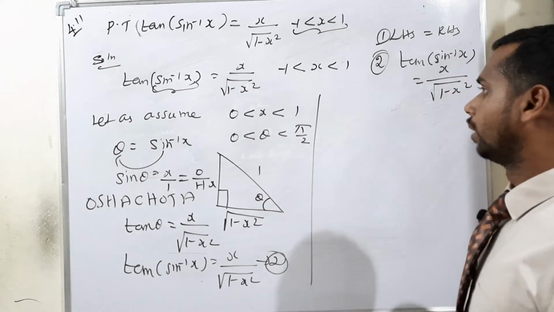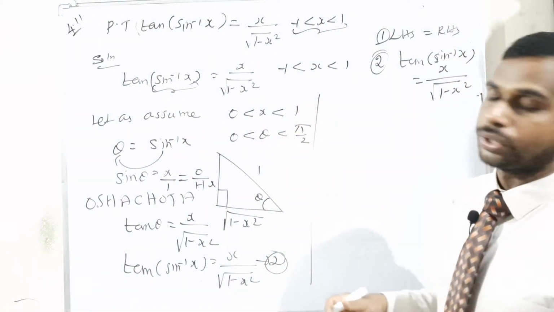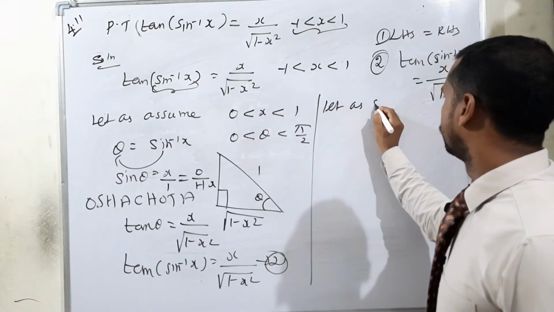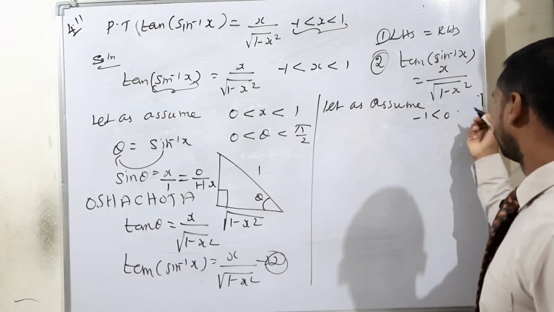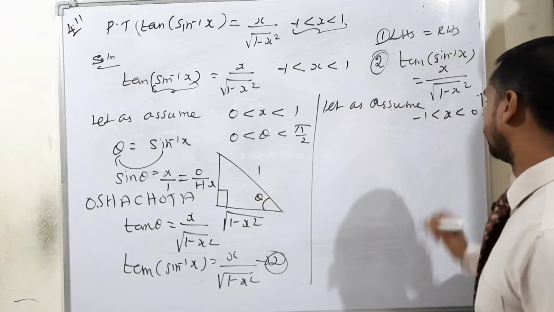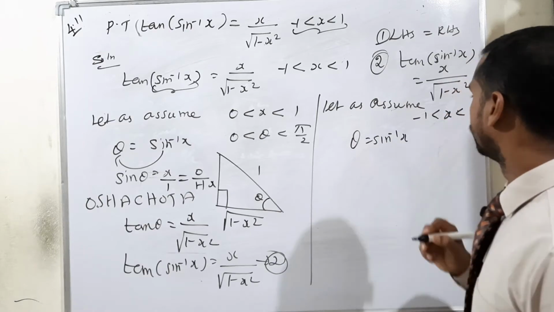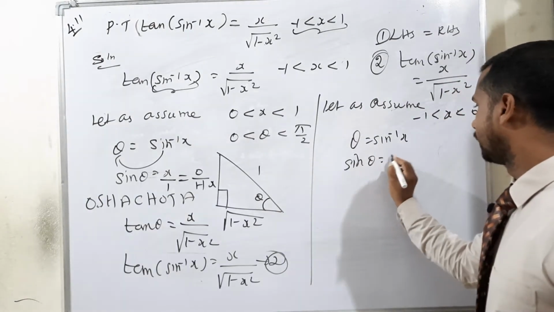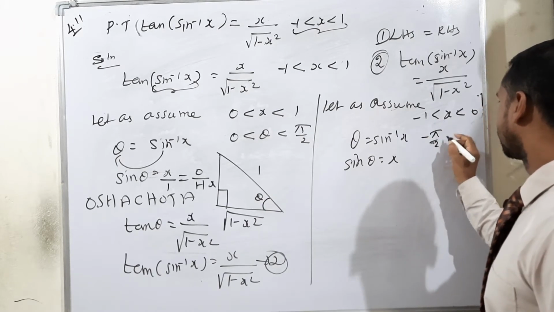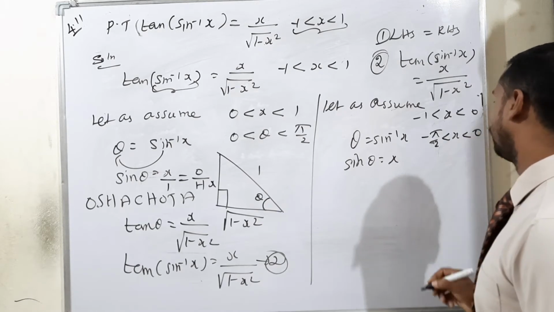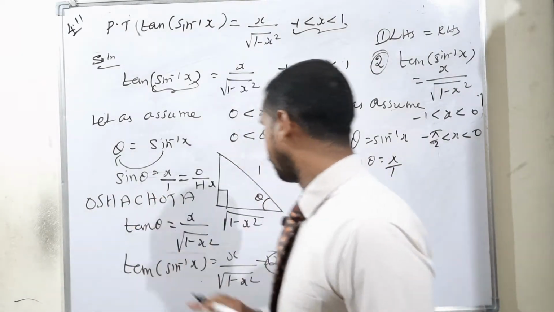Moving to the third one. Third one also, let us assume. 0 to positive 1 is over, so I am moving to negative 1 to 0. Negative 1 less than x less than 0. The same condition: theta is equal to sine inverse x, means sine theta is equal to x. Sine of minus 1 means minus pi by 2, less than x, sine 0 means the value will be 0. Therefore, according to the right angle triangle, sine theta means opposite divided by hypotenuse.